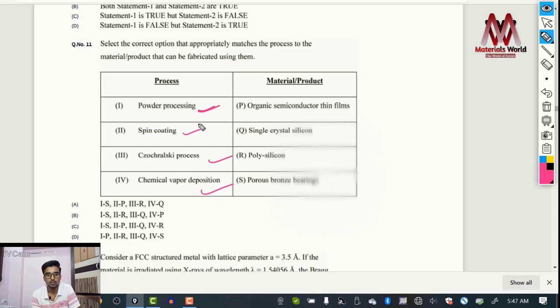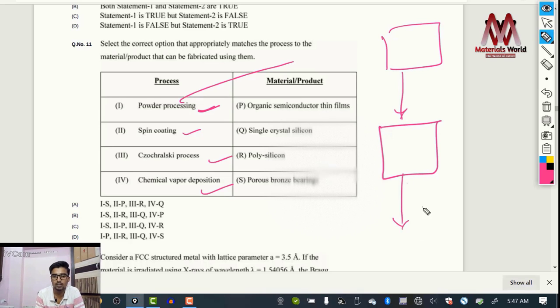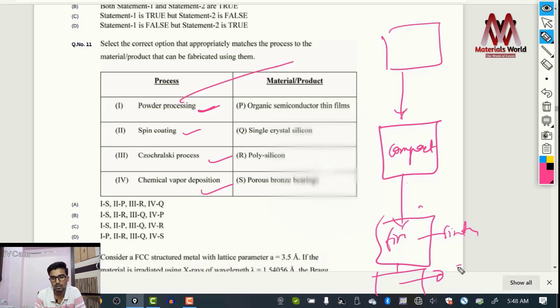chemical vapor deposition. In powder processing, we take powder, we compact it, and after firing and densification, that is also known as sintering, we just take it as a final product. Since we are using powders and compacting them, we can get some porous product also from powder processing or powder metallurgy.